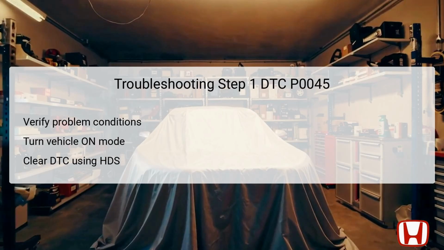The first step in troubleshooting DTC P0045 is to verify the problem conditions. Begin by turning the vehicle to the on mode without starting the engine. Use the Honda Diagnostics System, HDS, to clear the DTC, ensuring that any previous errors are reset. After clearing, turn the vehicle off and then start the engine, holding the engine speed at 3,000 RPM without load until the radiator fan engages. Once engaged, allow the engine to idle.